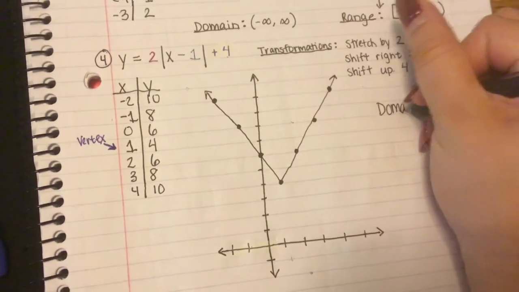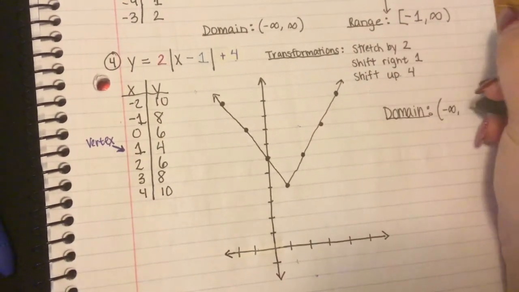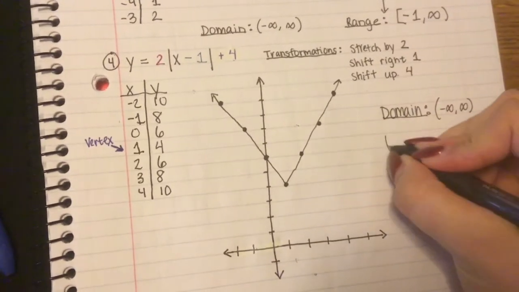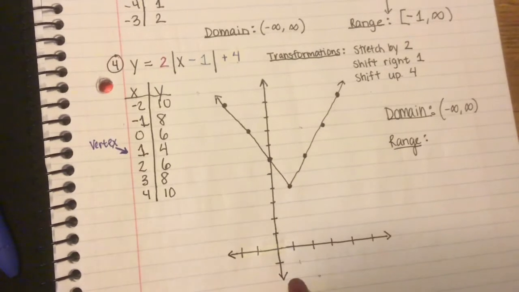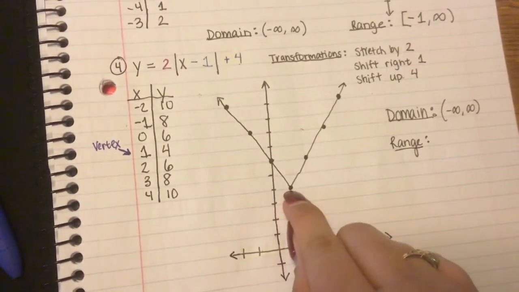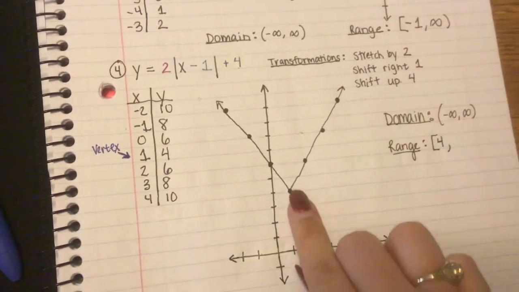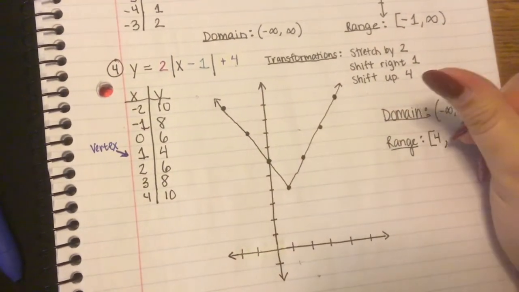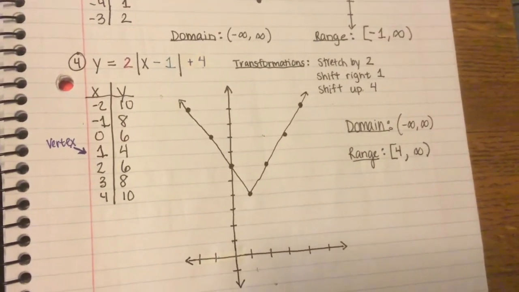Our domain, again, is negative infinity to positive infinity. That graph points to the left forever and to the right forever, to infinity and beyond. Our range, however, starts from the bottom and goes to the top. Our first y value that we get to is positive 4, and the last y value that we get to is positive infinity.